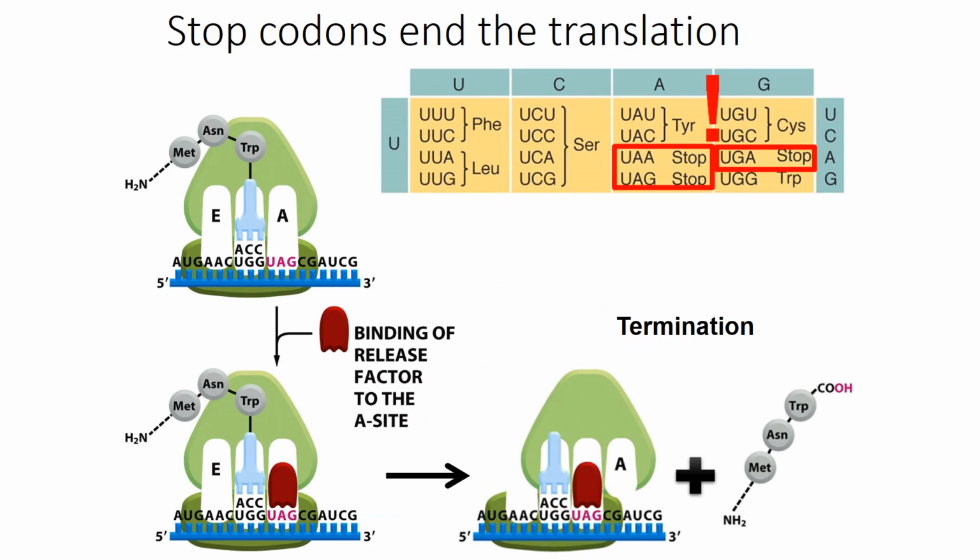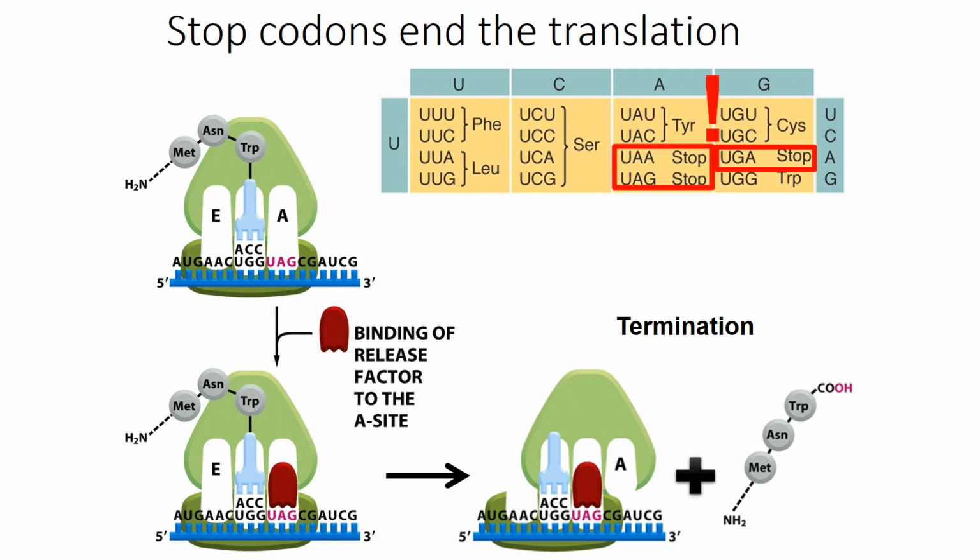Eventually, the machinery will pass by a stop codon. And once this stop codon is in the A site, this is the sign for the release factor to come in and block this site. And this is the sign then for the machinery to release the polypeptide chain and to disassemble.